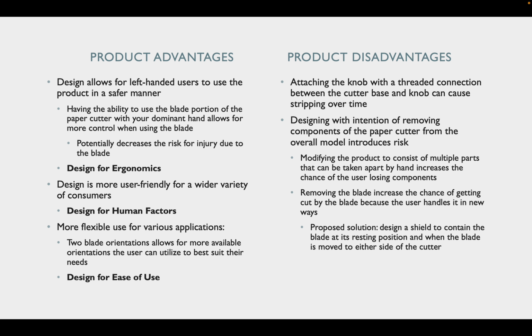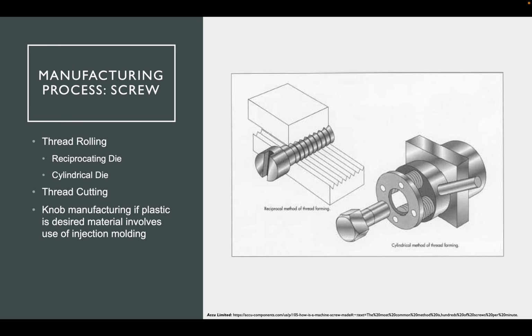A couple of disadvantages: because the knob disconnects from the board, you're handling more parts, a part can get lost, and this could also pose a potential safety threat because the blade can disconnect. A potential solution is to design a shield that would disconnect with the blade when you move it over. So there's a solution to this potential problem.